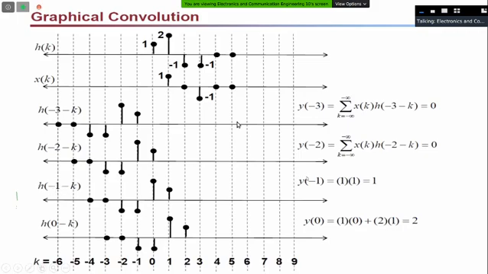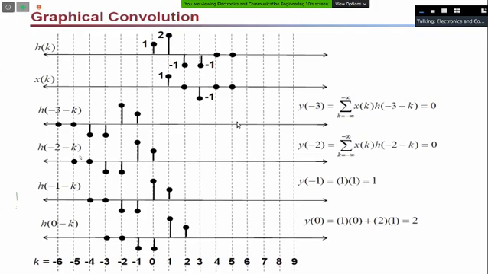That means you are calculating for y of -1. And if you multiply the corresponding values in the xk sequence, you will see that if you multiply the corresponding values of this sequence and the xk sequence, y of -1 will be equal to 1.